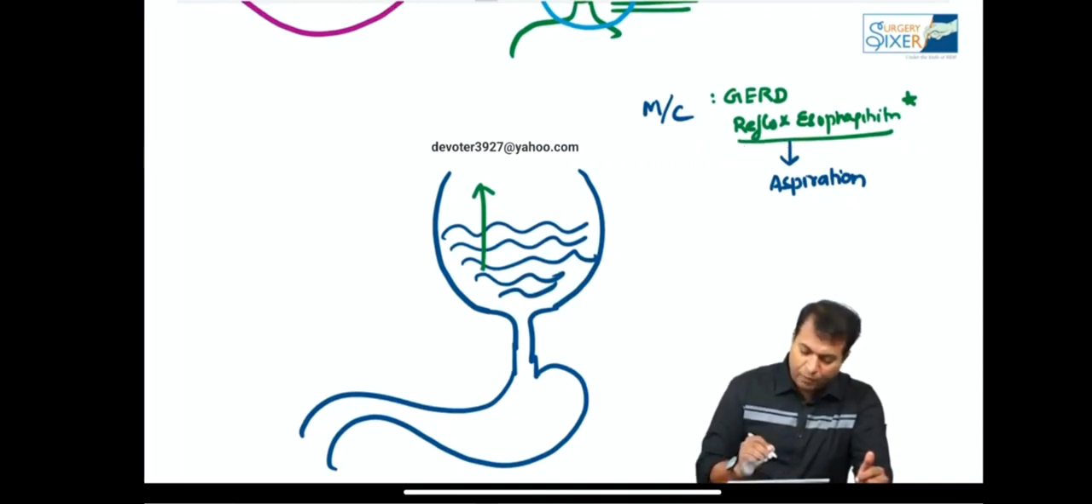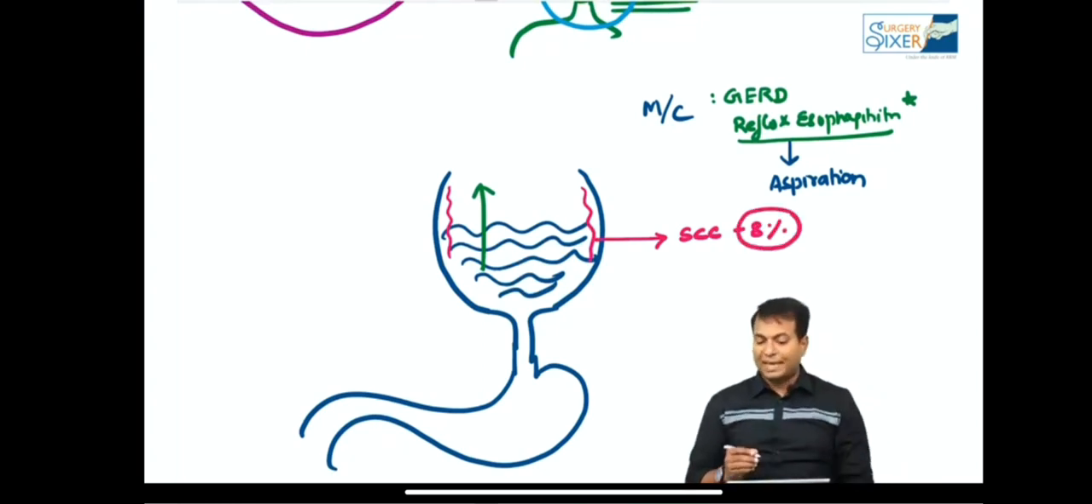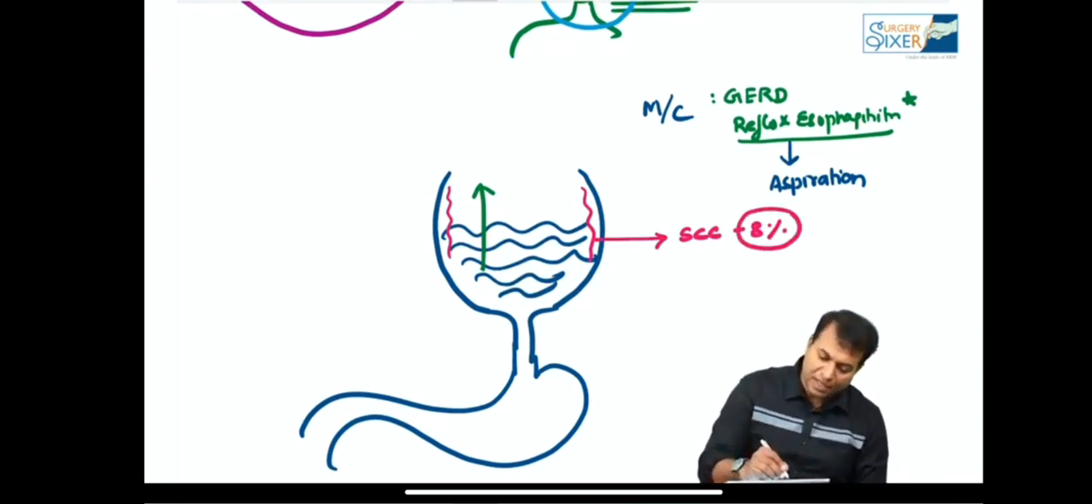Now, please remember, one of the important complications I'm going to tell, because of constant irritation on the esophagus, this will lead to squamous cell cancer in 8% of the people. Squamous cell cancer is the most common cancer in achalasia. It is seen in 8% of the people. Will they develop adenocancer? Yes, they can develop adenocancer in this place.